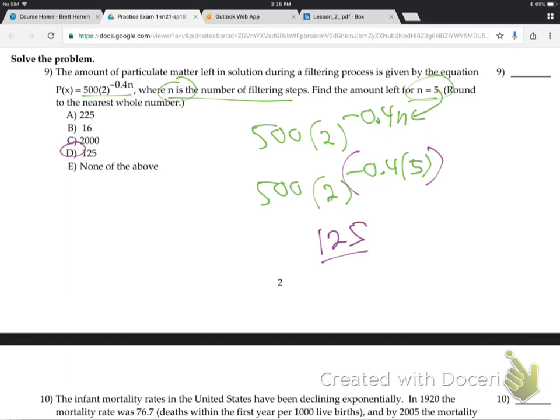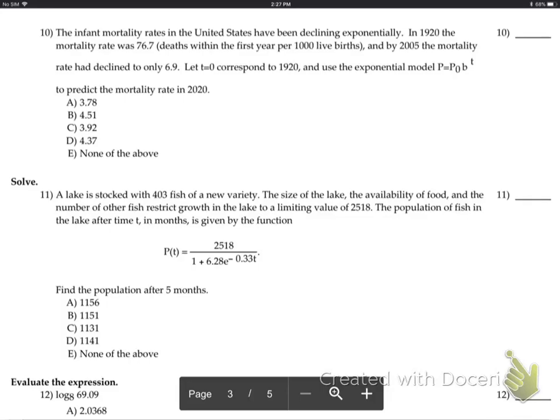If you have any trouble with that in your calculator, come see me right after class. Take 10 seconds, I'll be glad to help. Halfway through. All right, number 10.